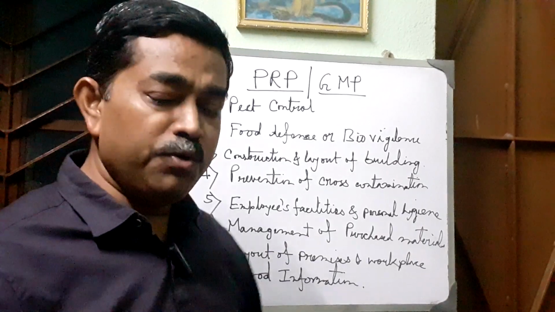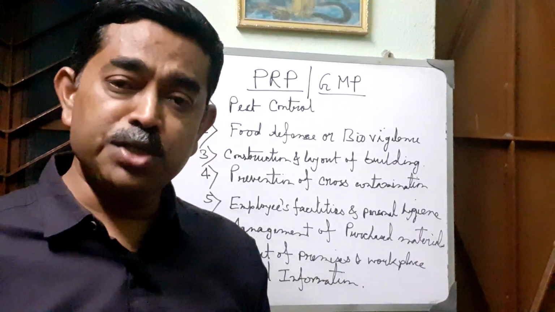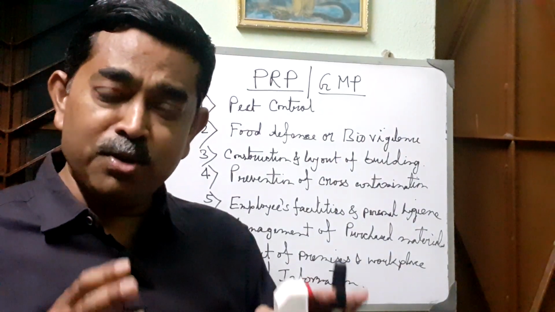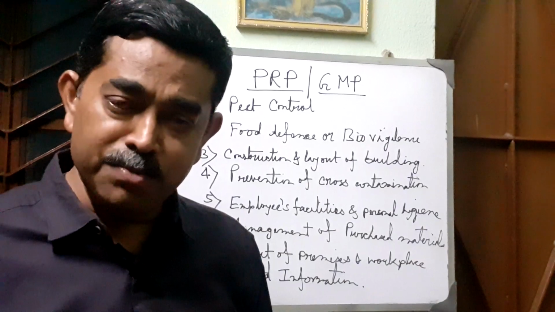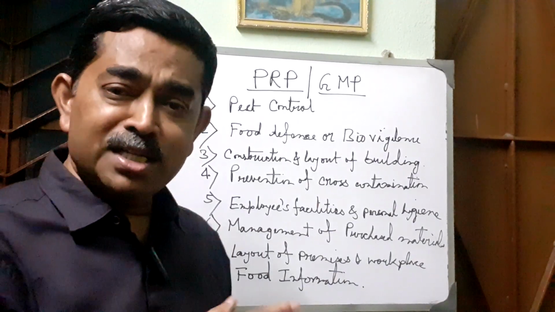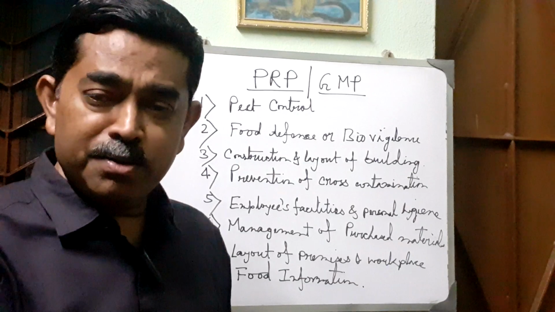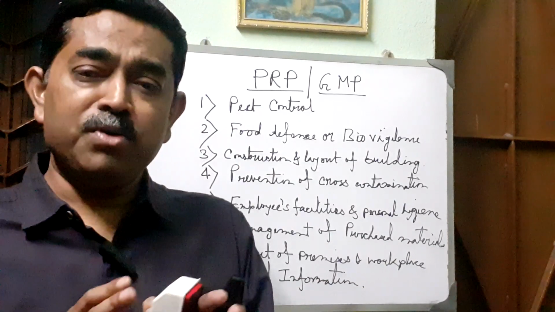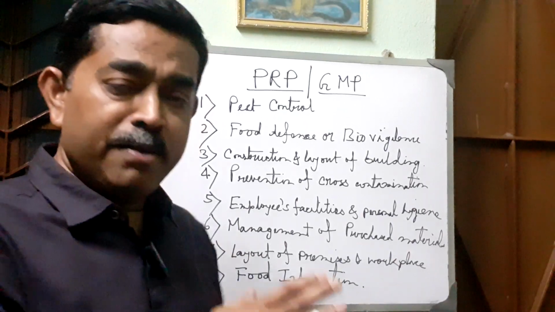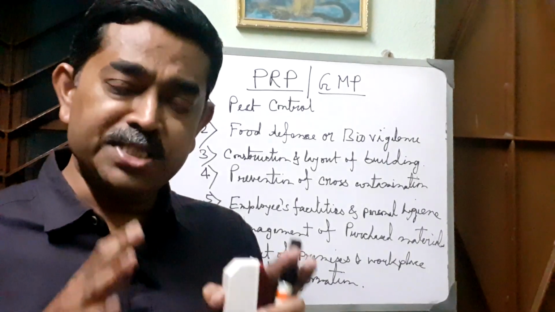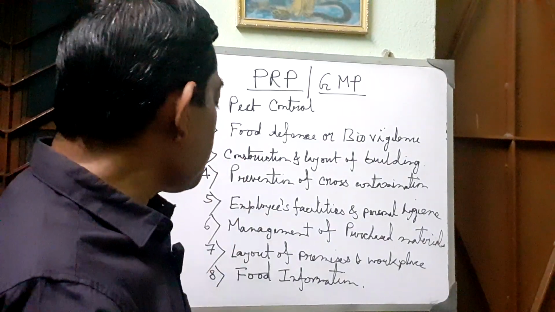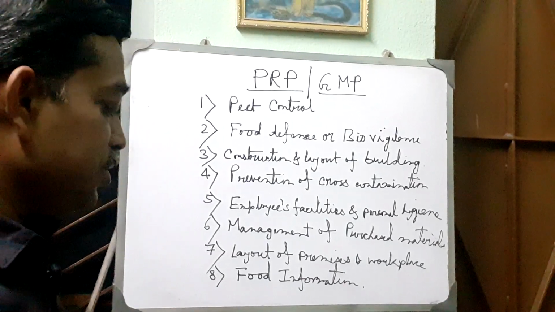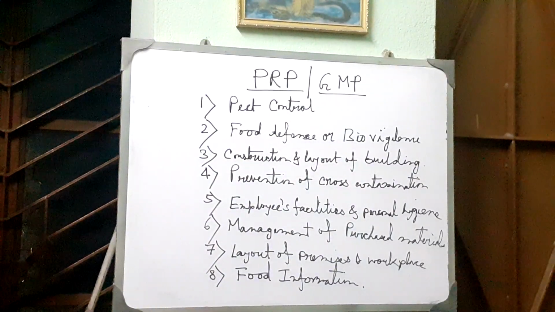And food information: what type of product you are producing, what is the nutritional information of that, and what is the microbiological and chemical quality standard of that, you should mention that. And what is its storage temperature for preserving this product safely. So these are some points of the PRP, and it is also called GMP, or good manufacturing practices.